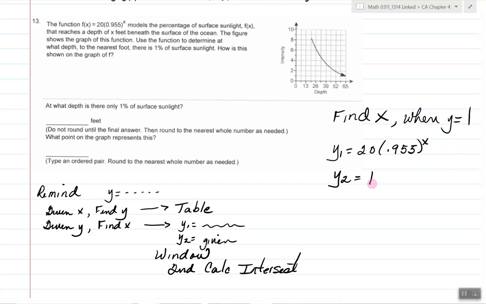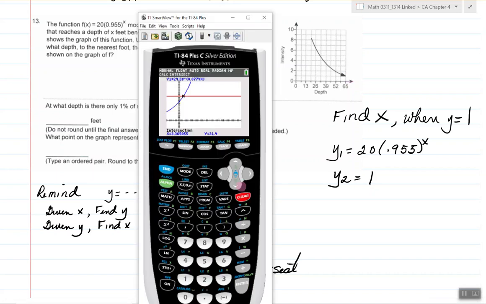All right, so I am probably looking for a value right about here. Let's go to our grapher. All right, the formula is 20, open parentheses, 0.955, close, raised to the x power, and y2 is 1. All right, window. Certainly want to change this. The x's, let's use these scales.